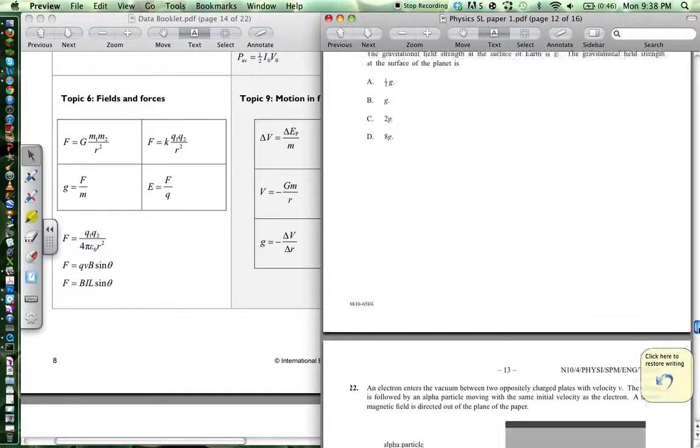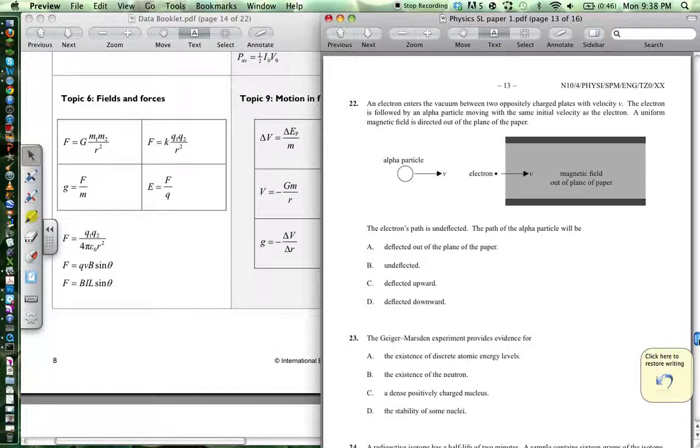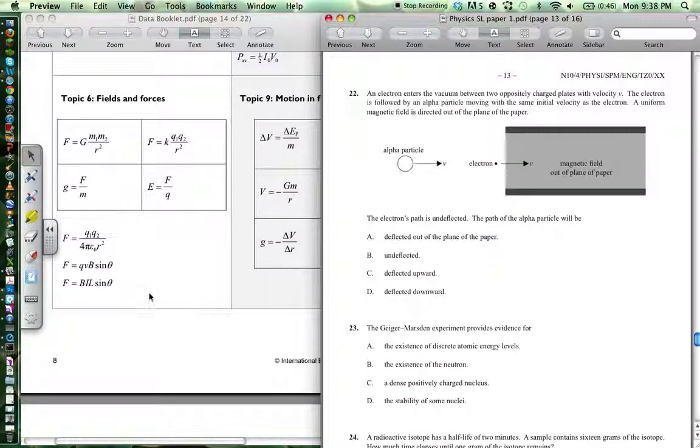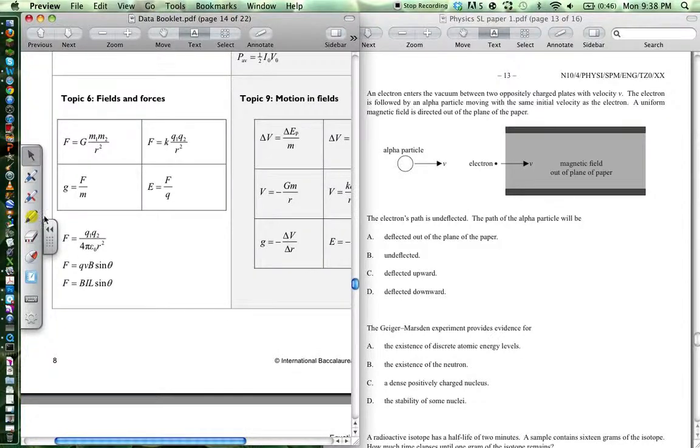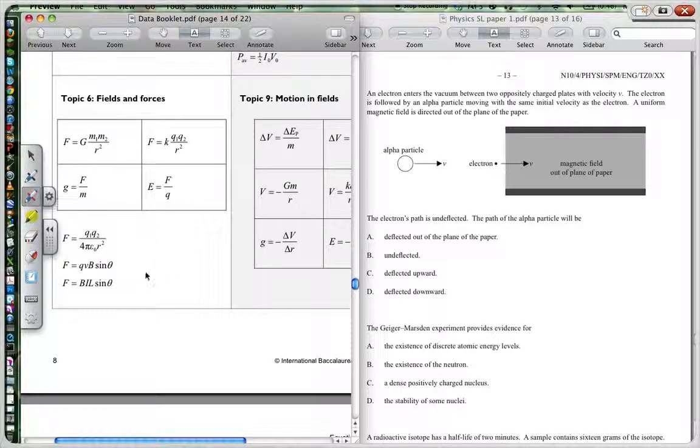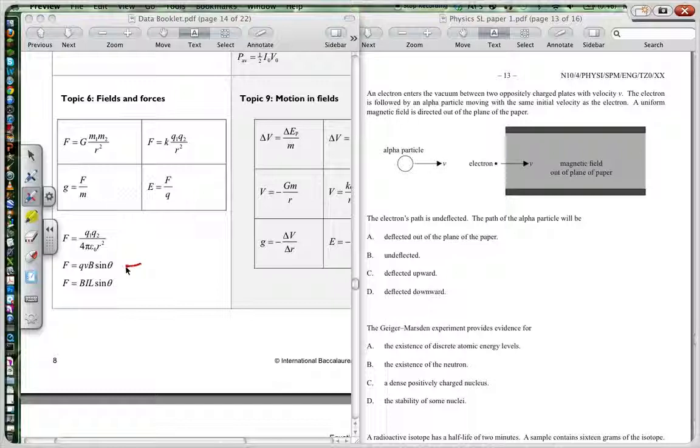Alrighty, let's go over the page and see what we got here. Alright, so this is also dealing with magnetism. We're actually going to be using this formula over here. This one over here. This is the force on a charge moving through a magnetic field.